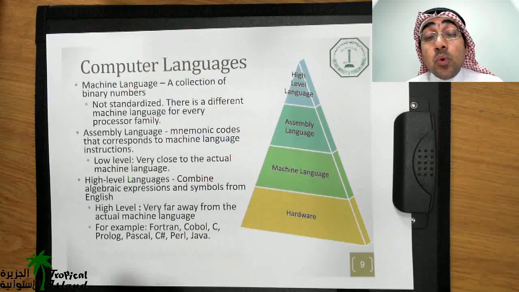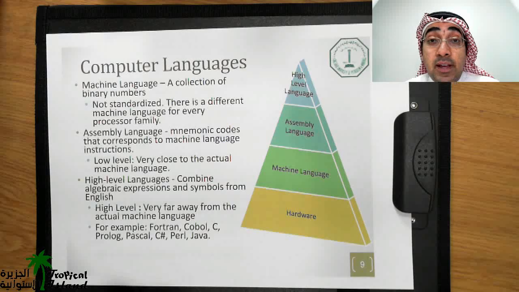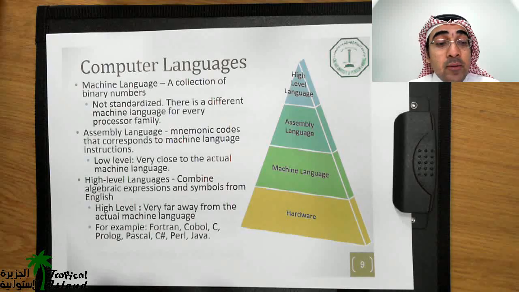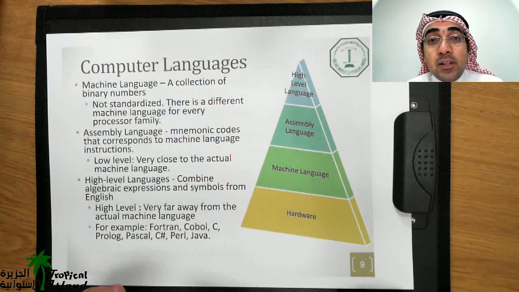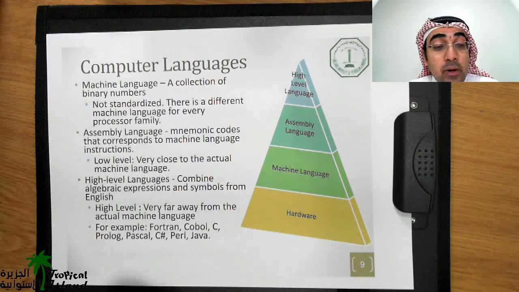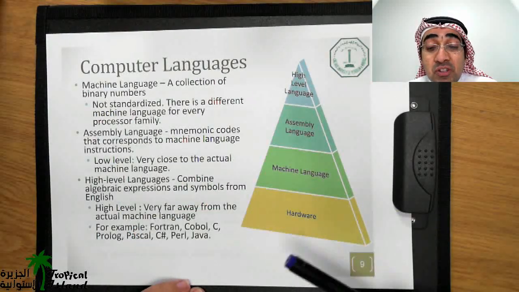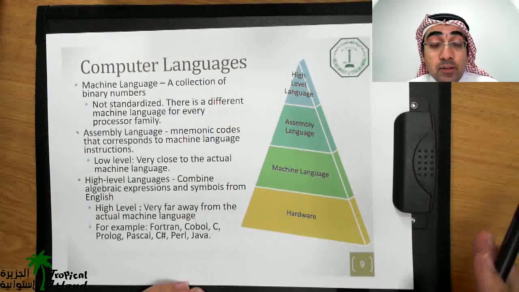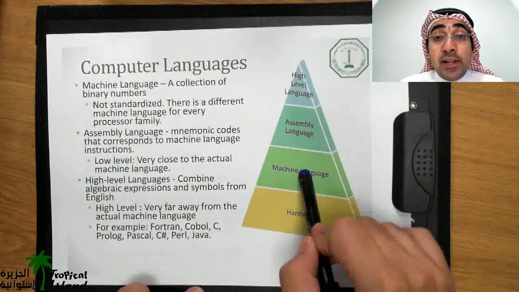Imagine how many processors there are in the world, and each processor family has a different language. For programmers to write a program on each processor becomes very difficult. So the problem with it is that it's not standardized. There is no standard governing the machine language. The only people who know the machine language are the people who actually manufacture the hardware, or the people who are writing the compiler code. So machine language is something that we will not touch upon in this course, but you have to know that the hardware only and only understands the machine language.